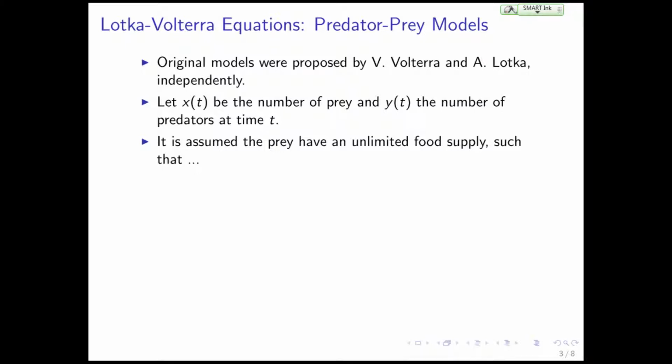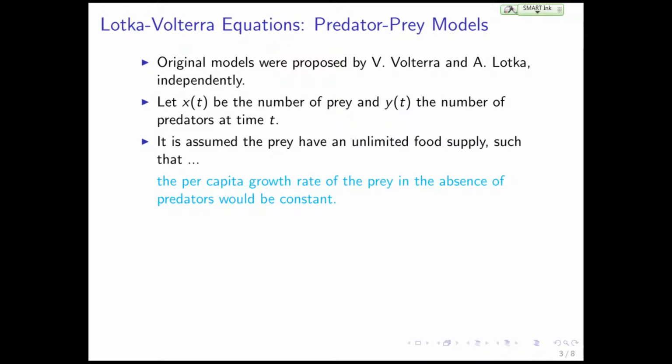So to start the model, we make some standard assumptions. It is assumed the prey have an unlimited food supply in such a way that the growth rate per capita of prey in the absence of predators would be constant. Okay, so what do we mean by this?